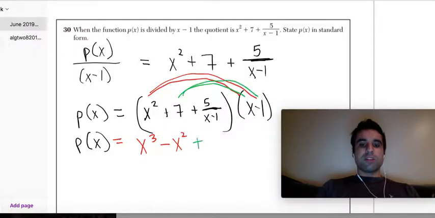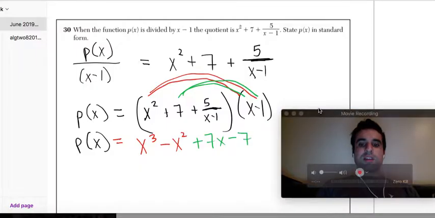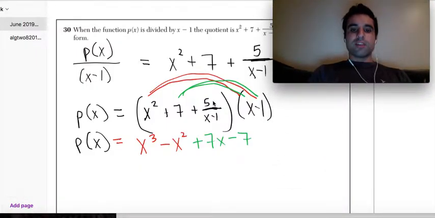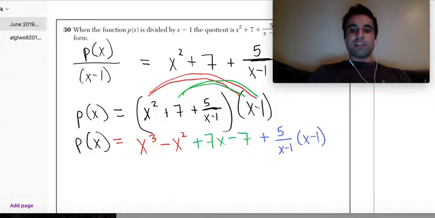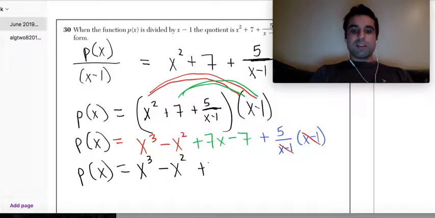That becomes plus 7x minus 7. Now, what I'm not going to do is distribute the 5, because if I take positive 5 over x minus 1 and multiply it by x minus 1, the x minus 1 and the x minus 1 cancel out, because you divide them by itself and it cancels. Beautiful. All right, so now what we end up with is p of x equals x cubed minus x squared plus 7x minus 7 plus 5.